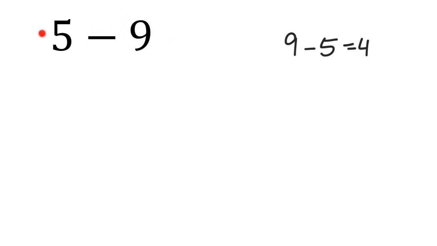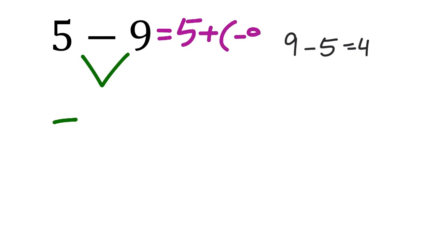Well, 9 is too many to take away from 5. Well, I shouldn't say it's too many. It's just more than we have to take away from. Now, again, that is why the answer is going to be negative, which is why it may be good to see this as a fact family from 5 plus negative 9.